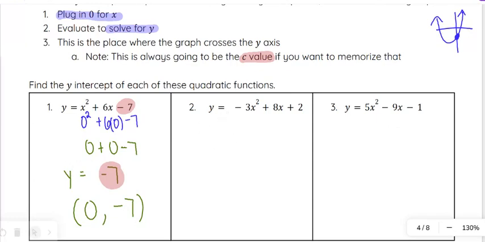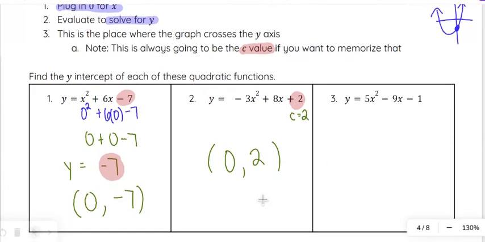On number 2, if we keep that same C value pattern in mind, C is 2. And so that means our ordered pair for our y-intercept is going to be 0, 2. So what that means when we're finding that, again, just as a reminder, is that we are looking for the point where it crosses the y-axis.